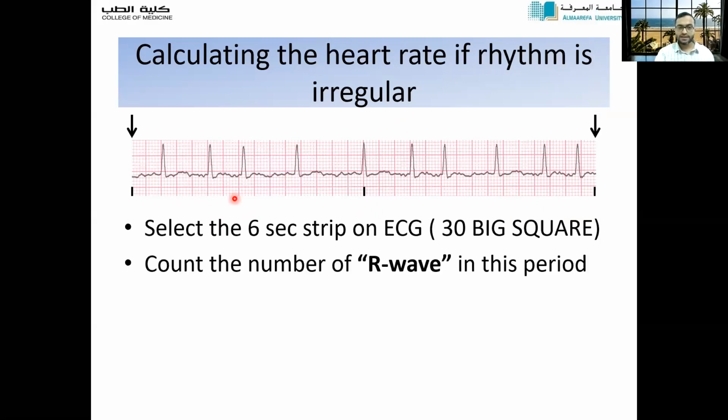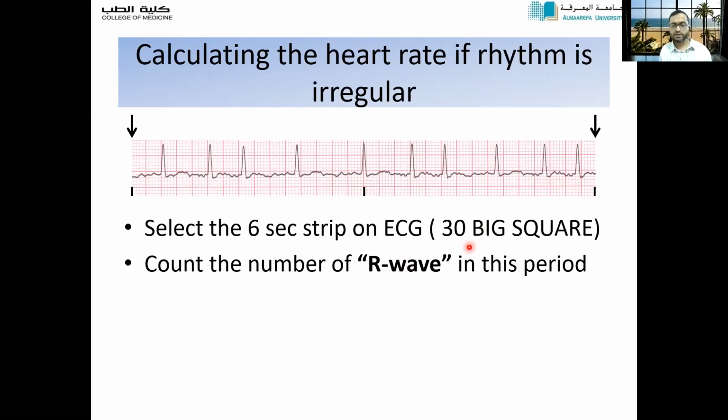You have to select a 6-second strip on the ECG paper. This is the 6-second strip I have shown. How have I selected the 6-second strip? We know that 1 second on the ECG paper equals 25 small squares, or you can say 5 big squares. So you have to count 30 big squares for counting the 6 seconds. This is a center mark I have marked here for 15 squares. This is 3 seconds and the other 3 seconds.